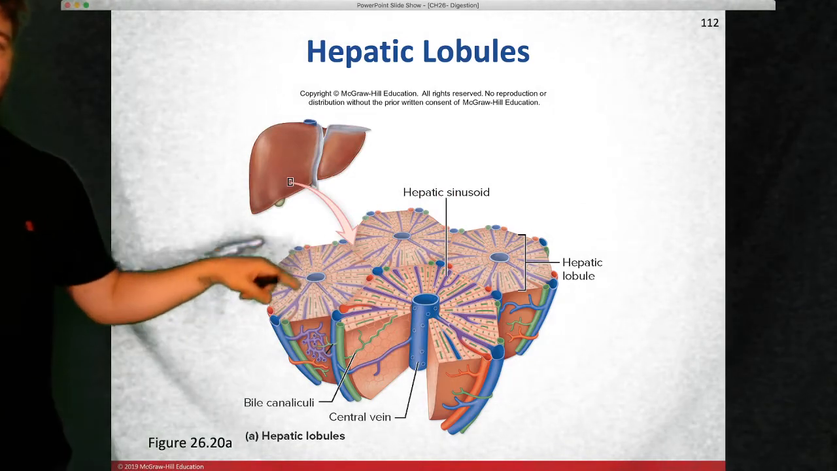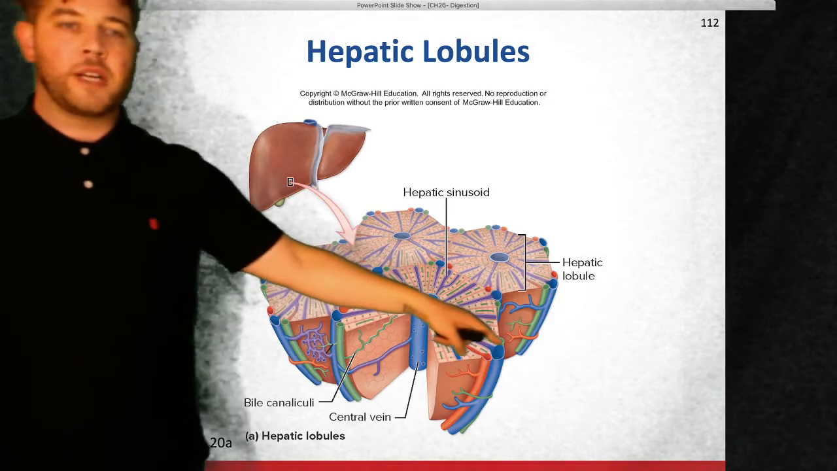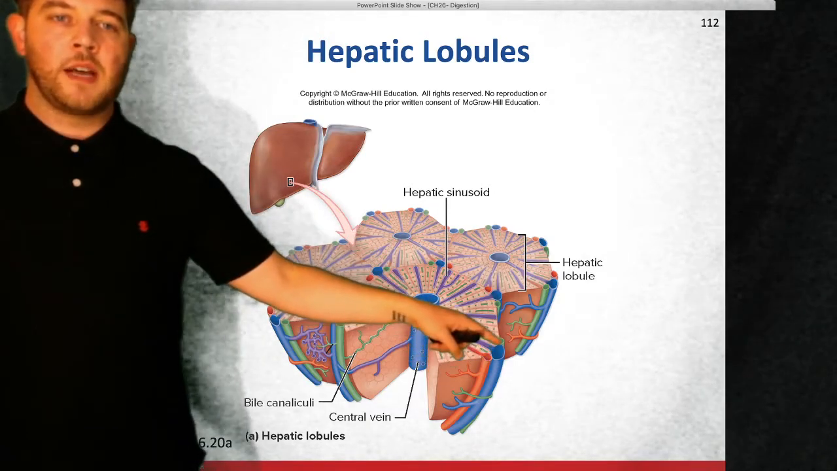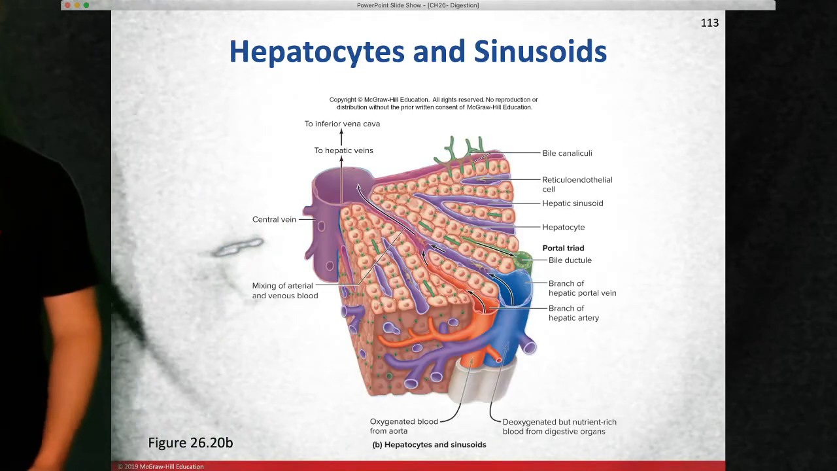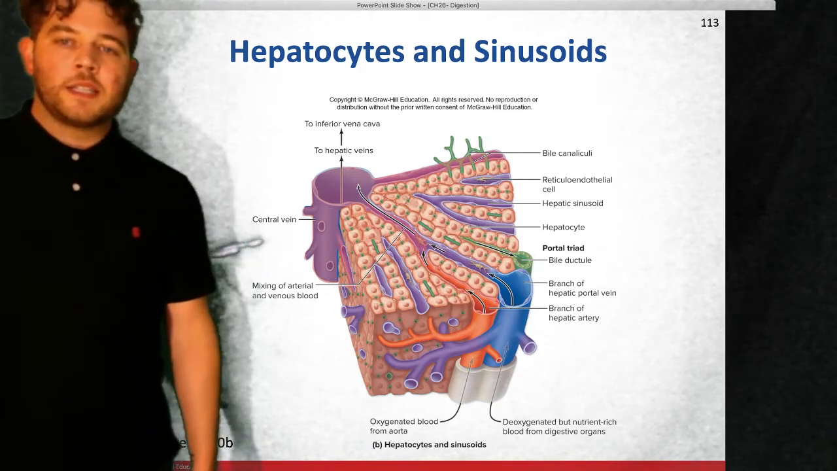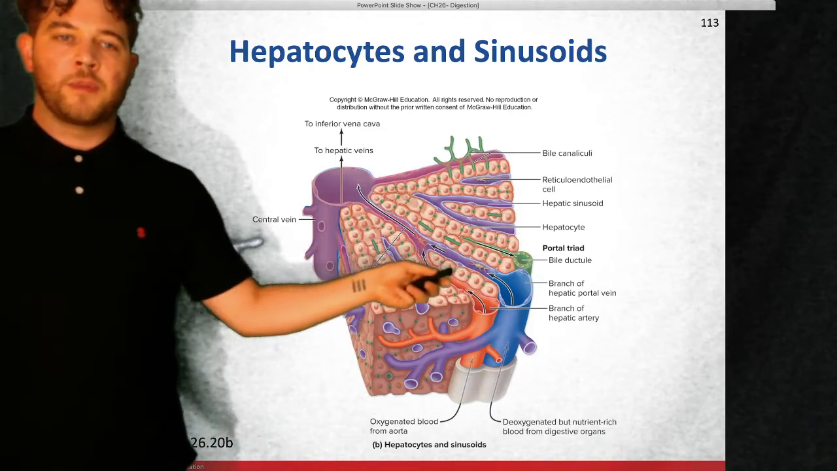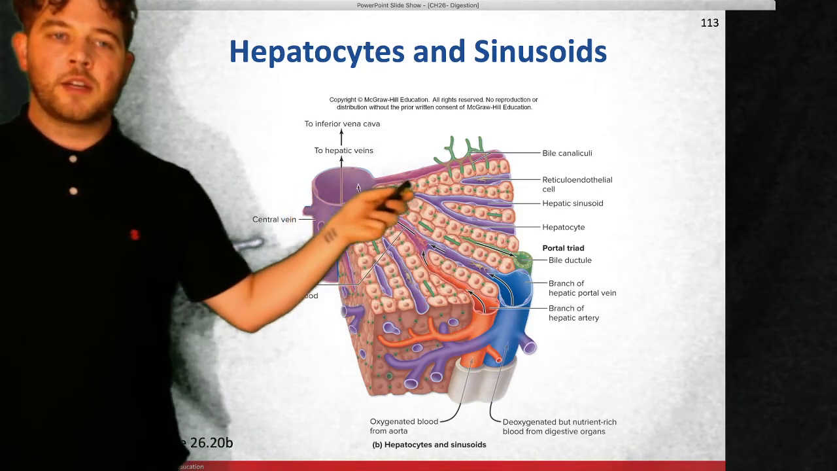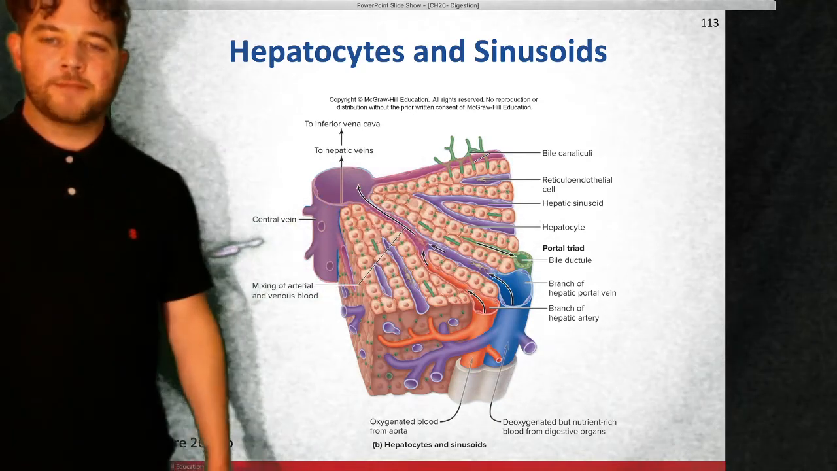So you can see each of these lobules. Here are the central veins right in the middle, and then on the periphery are the portal triads. We have the artery, the portal vein, and then the bile duct. So yeah, this is just showing the flow of fluids. Again, from the artery and the portal vein going in towards the central vein, and then going back out is the bile duct.